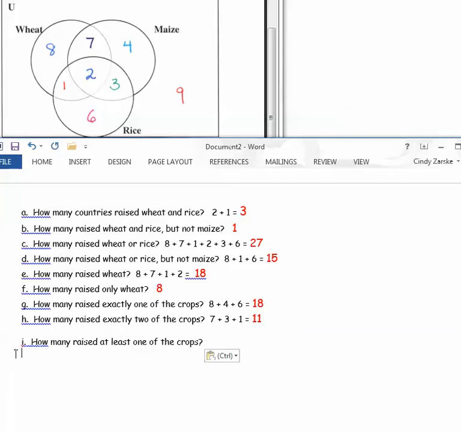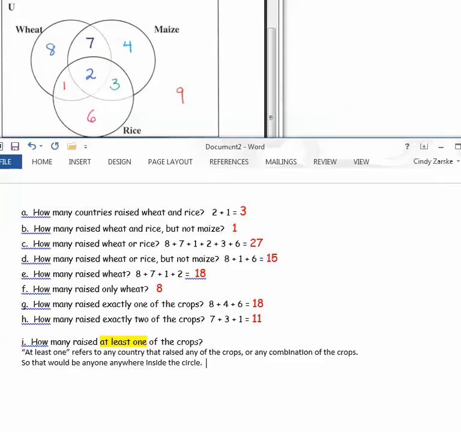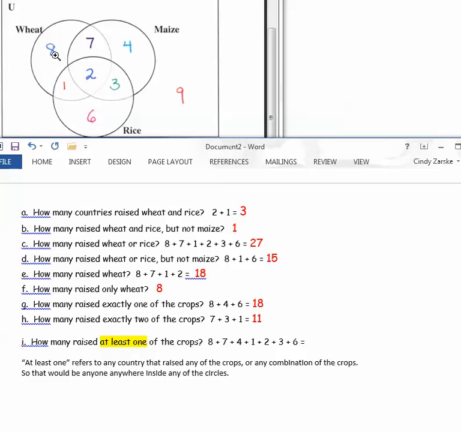Last question. How many raised at least one of the crops? At least one refers to any country that raised any of the crops, or any combination of the crops. So that would be anyone, anywhere inside any of the circles. 8 plus 7 plus 4 plus 1 plus 2 plus 3 plus 6 equals 31.